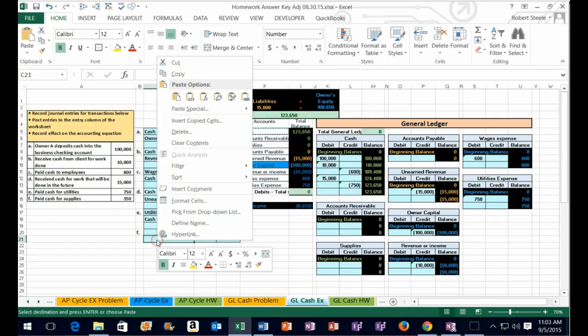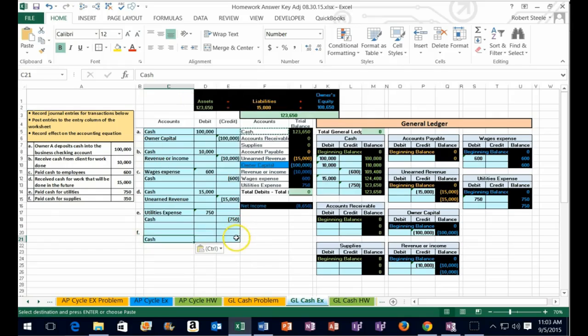So I'm going to right click on C21, paste 1, 2, 3, put our cursor in E21, and I'm going to put a negative 350 and enter. Then I'm going to go above it and put some debit in it. Remember that the credits go on bottom out of tradition. I'm going to put negative, down arrow 1, right arrow 1, and enter. There's the 350.